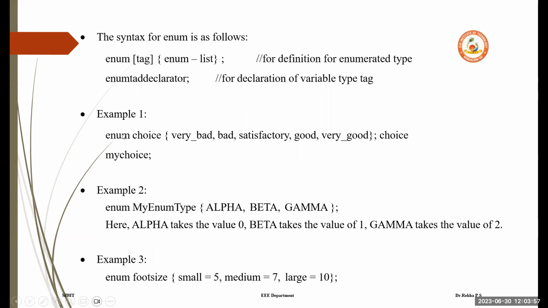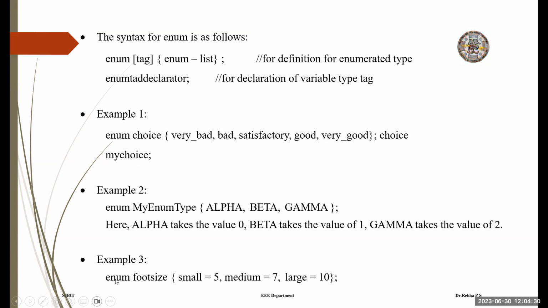An example for enum: enum is a keyword. This is the name of the enumerated choice: very bad, bad, satisfied. So values are assigned automatically, 0, 1, 2, 3, 4 like this. So how do you declare this? This is choice, my choice. Like that we can declare our own user-defined data. Now for the next example 2, enum my enum type, alpha, beta, gamma. So here alpha takes the value 0, beta takes the value 1, gamma takes the value 2.